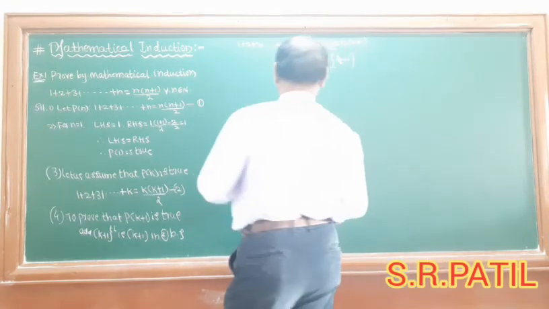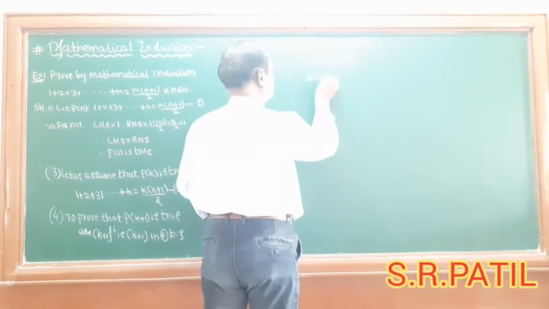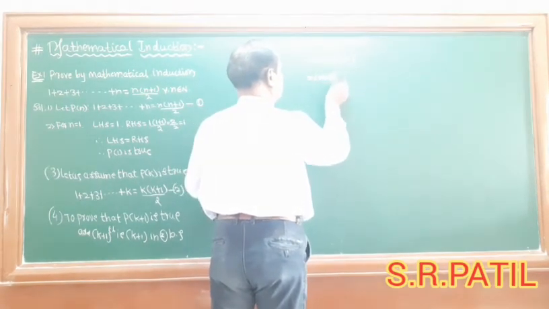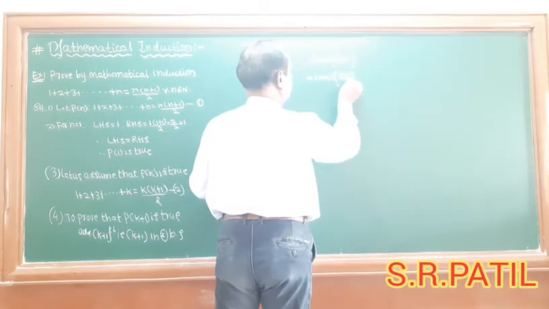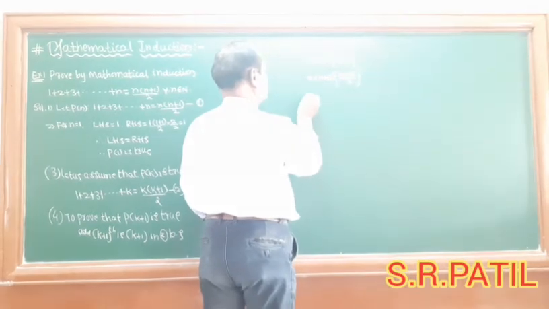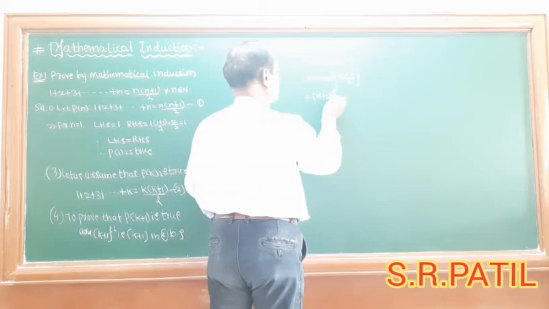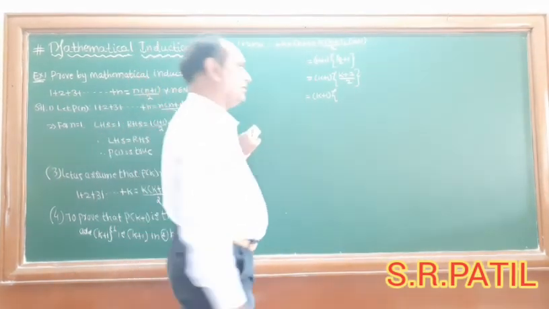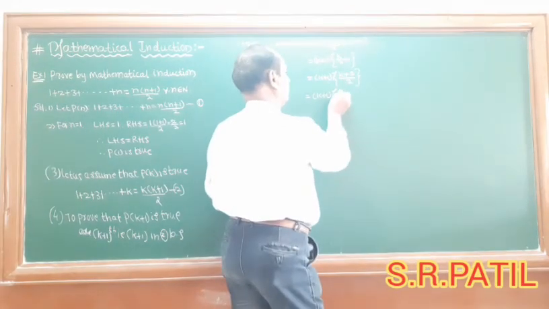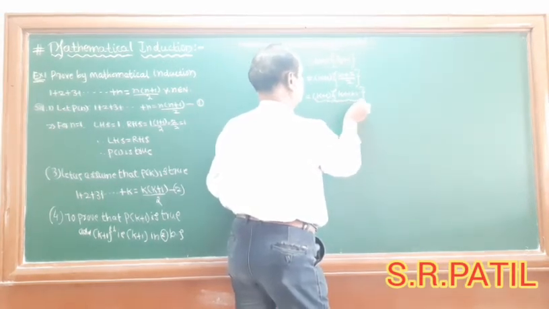So again rearrange the terms. This is equal to (k+1) outside. Taking the LCM, that is 2, inside the curly bracket we get (k+2), and then plus 2, so this is (k+1)(k+2) divided by 2.